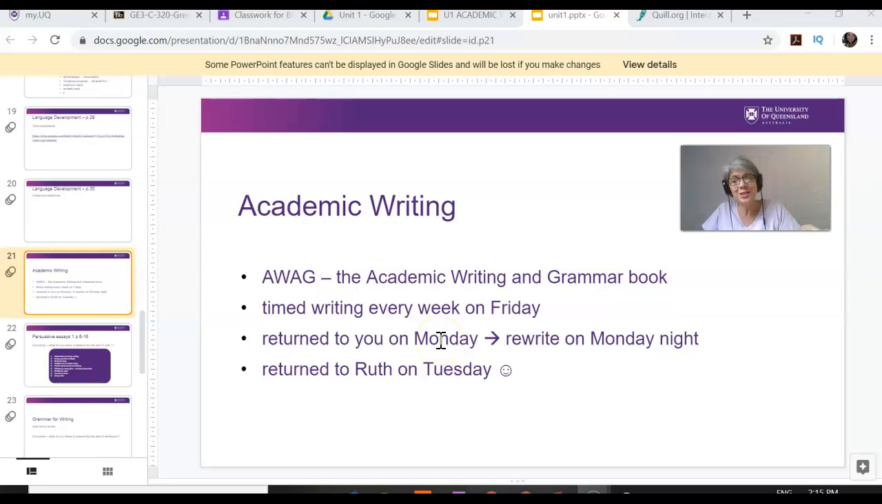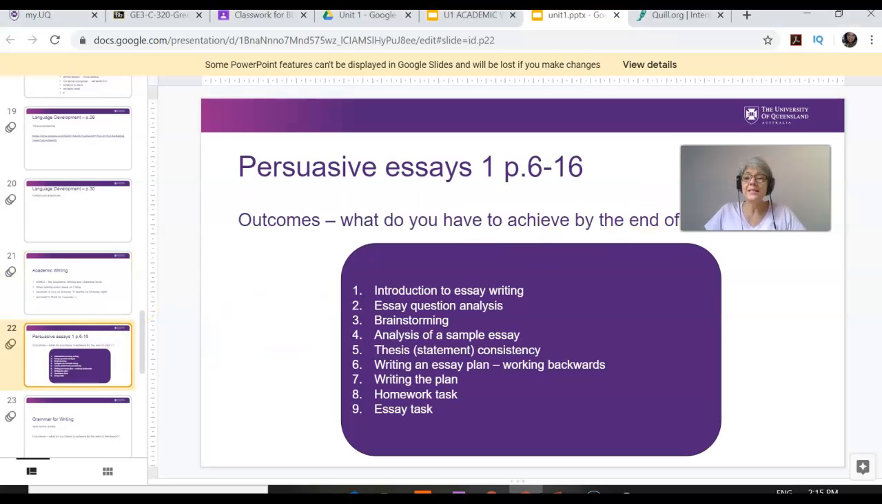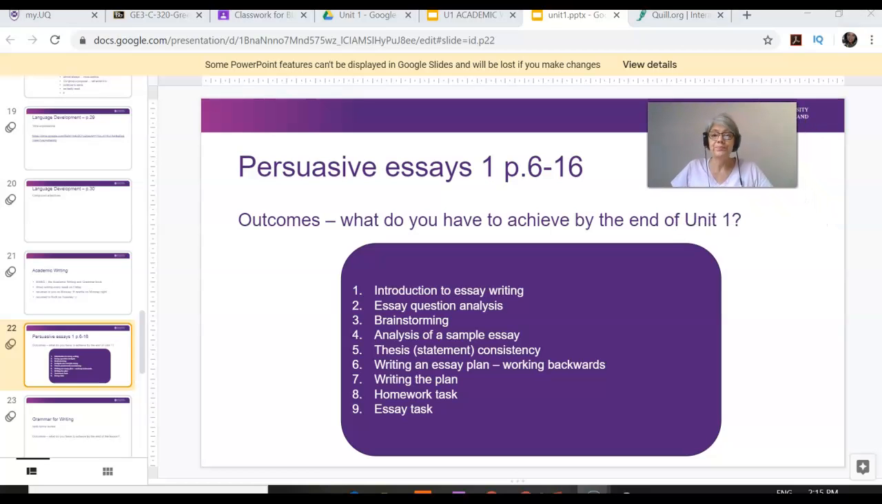Obviously, you'll get a digital copy. On Monday night, part of your homework will be to rewrite it, and then you must give it back to me on Tuesday. And of course, I will then do the second marking with more feedback. Now, the first essay is a persuasive essay.